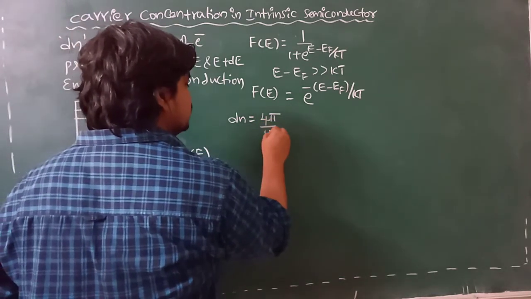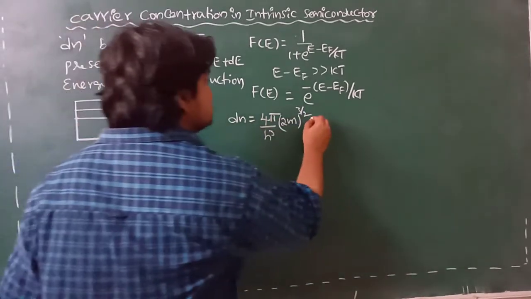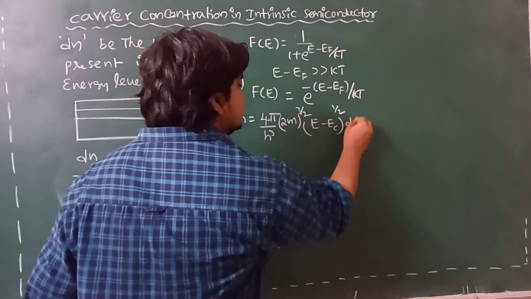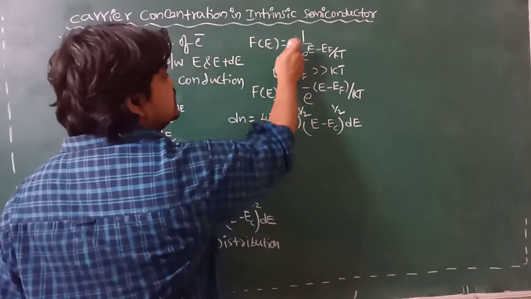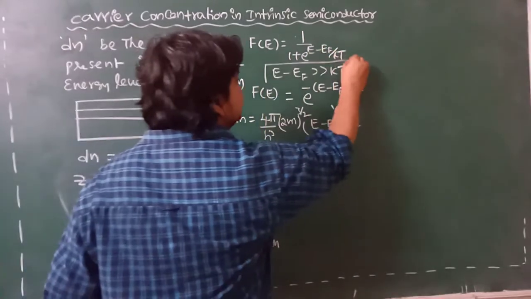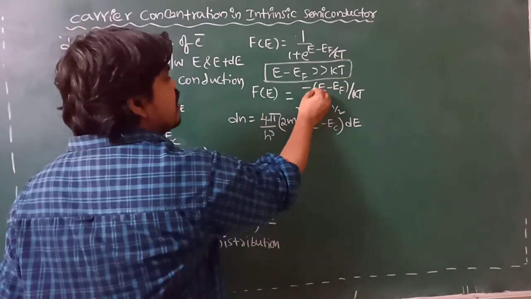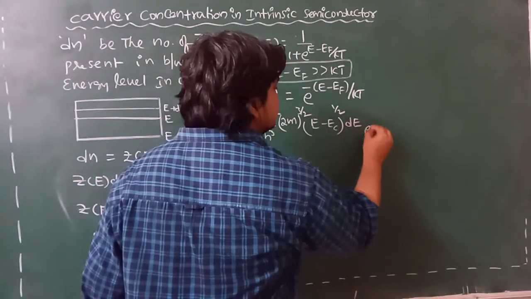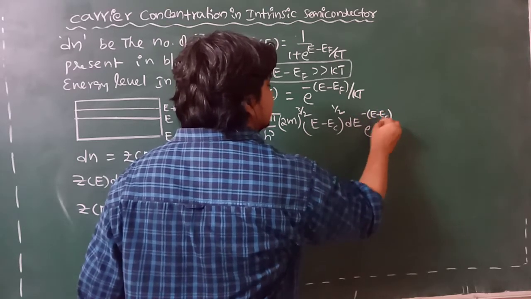Z of E dE is 4 pi by h cube, 2m whole power 3 by 2, (E minus Ec) whole power 1 by 2 dE, and F of E is 1 by 1 plus e power (E minus EF) by kT. Based on this condition, the whole function transforms into e power of minus (E minus EF) by kT. We can write e power minus (E minus EF) by kT.